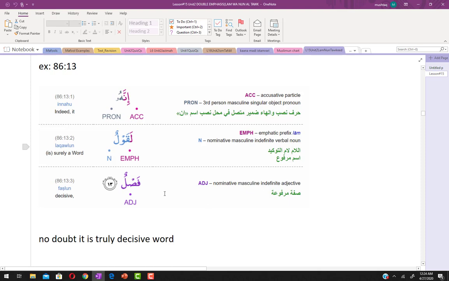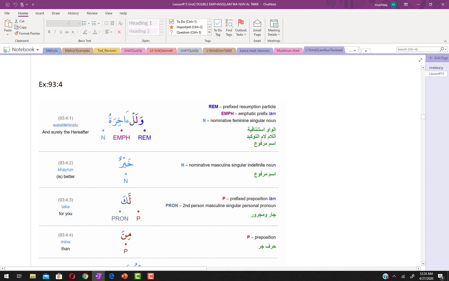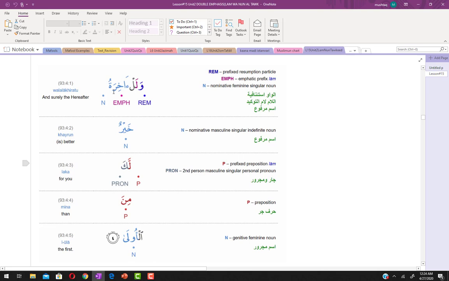And we have walal akhiratu khairul laka min al ula. So here we have lal akhira. It was actually al akhiratu, right? But this comes with a lam al-tawqid. So it becomes walal akhiratu, right? And surely the hereafter is better for you than the first.